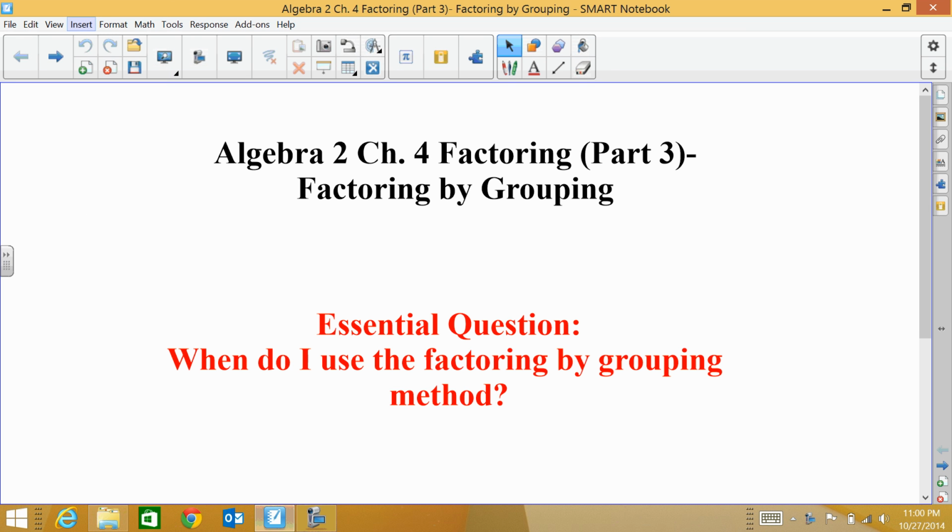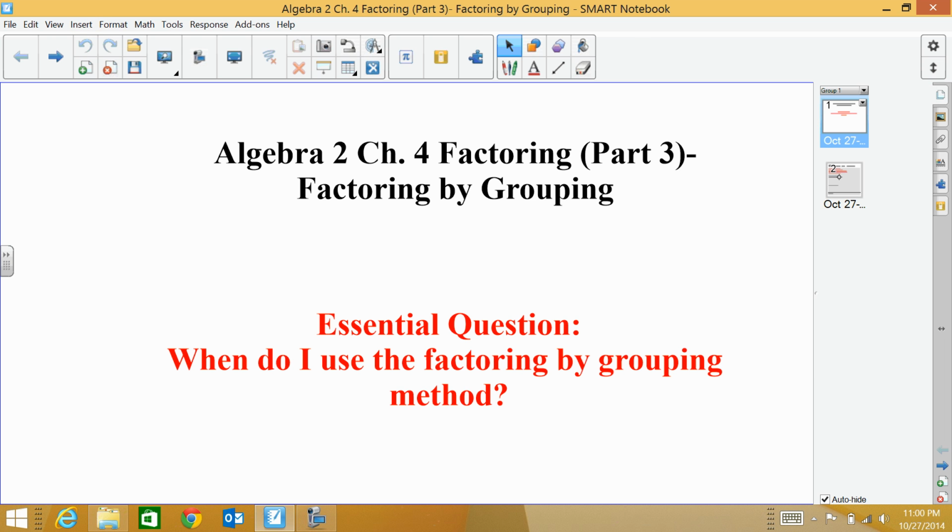For this part of our factoring unit, we're going to be factoring by grouping. So your essential question is, when do I use the factoring by grouping method? So let's take a look at some examples.